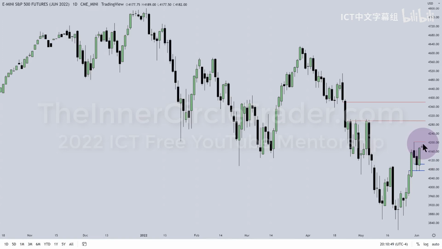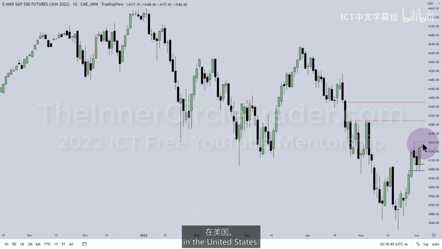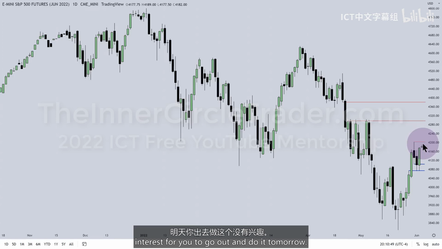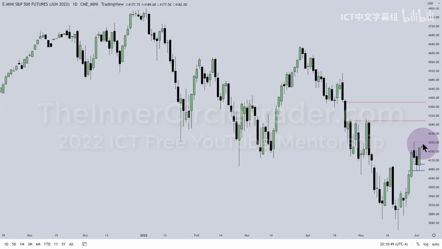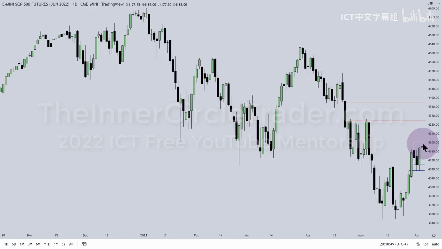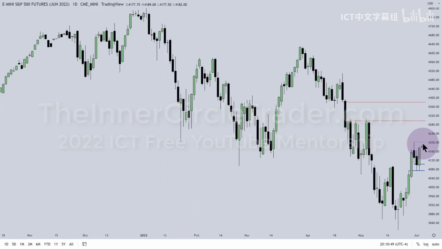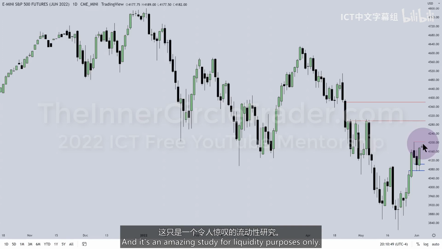Okay. Now, does that mean go out and try to trade non-farm payroll tomorrow? No. A lot can happen from the time of this recording, which is a little bit before 9 o'clock Eastern time in the United States. So I'm not trying to trade non-farm payroll. Okay. I'm not instigating any interest for you to go out and do it tomorrow. But I do believe that you should study it. Try to determine what side of liquidity it is going to reach for before the 8:30 news release. And when that volatility hits the marketplace, watch and see what it does on like a 1 and 5 minute chart. Get a feel for what it's doing. And it's an amazing study for liquidity purposes only.